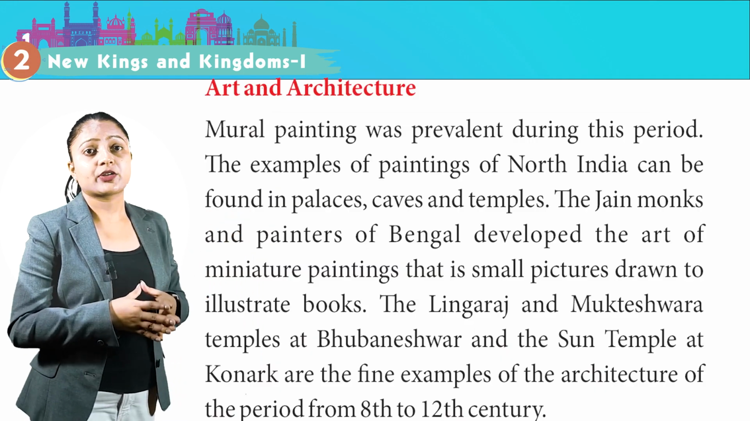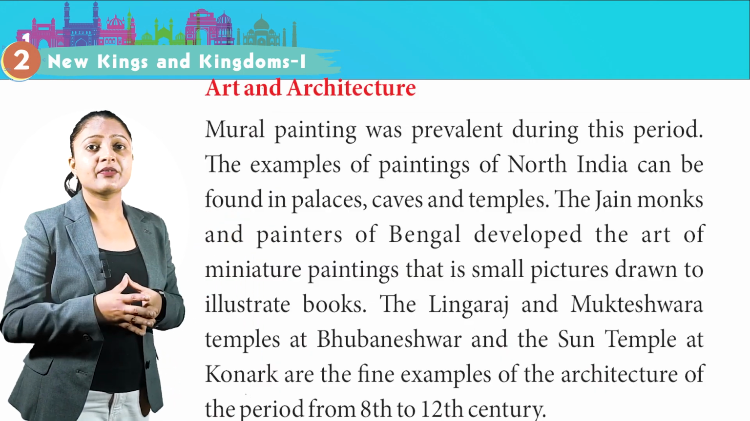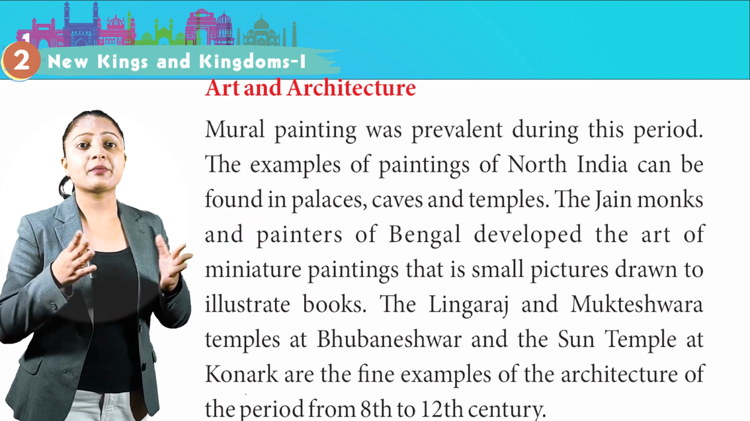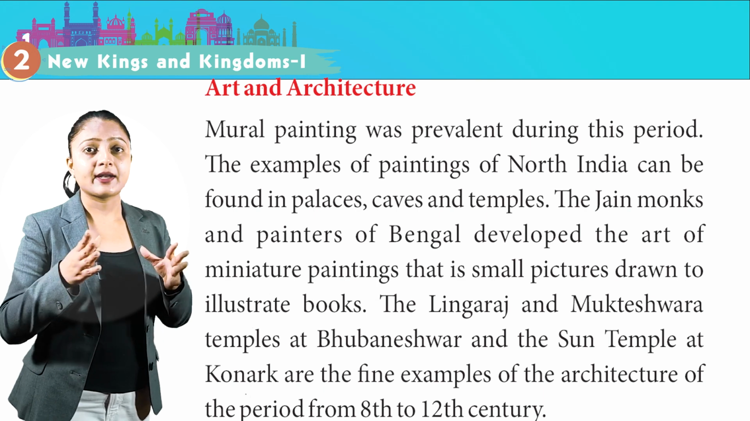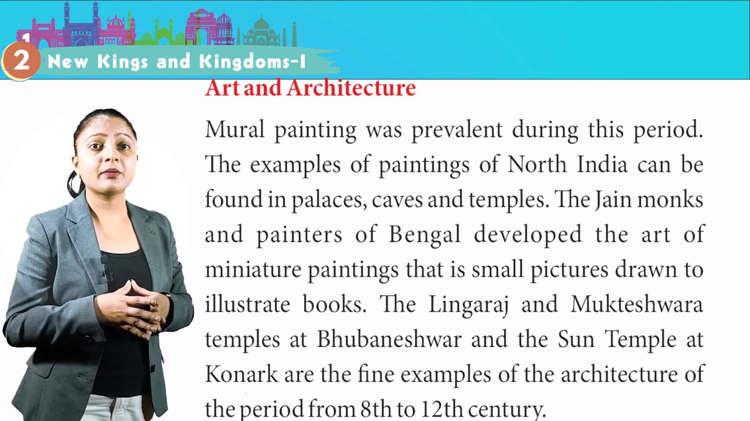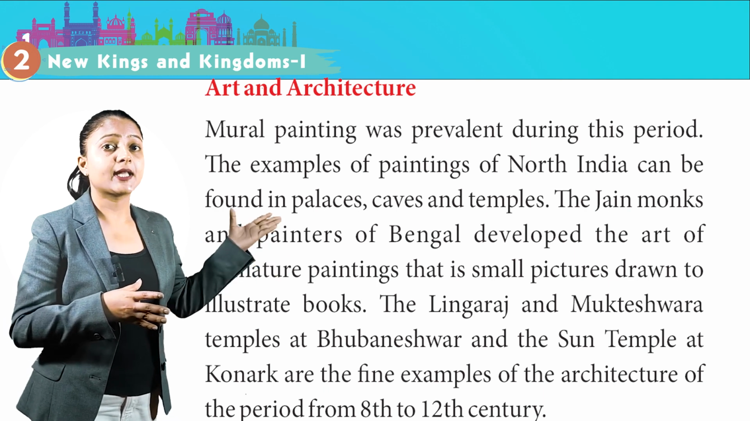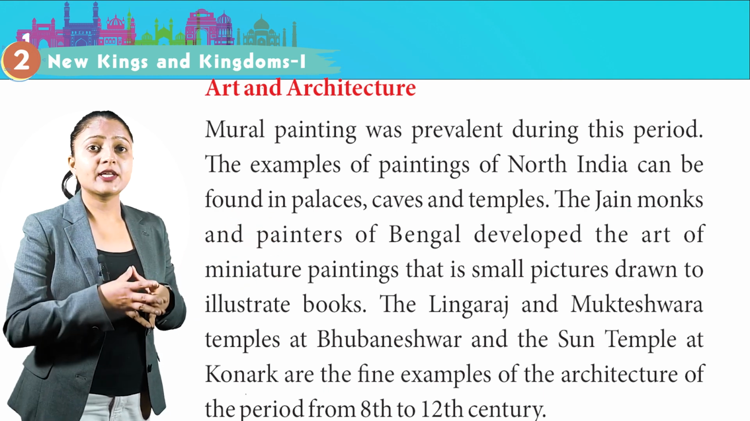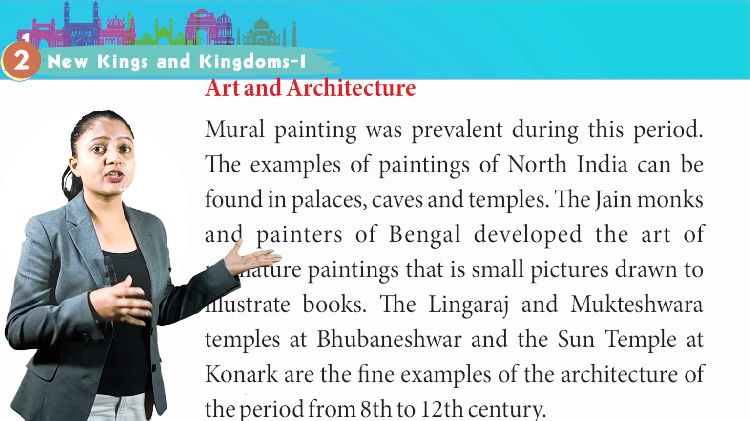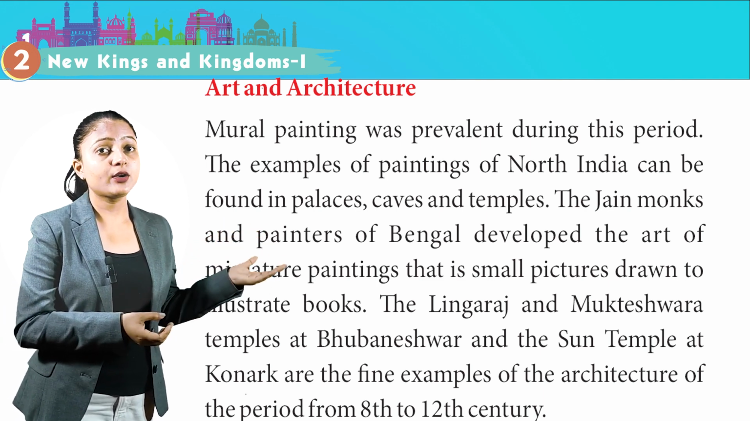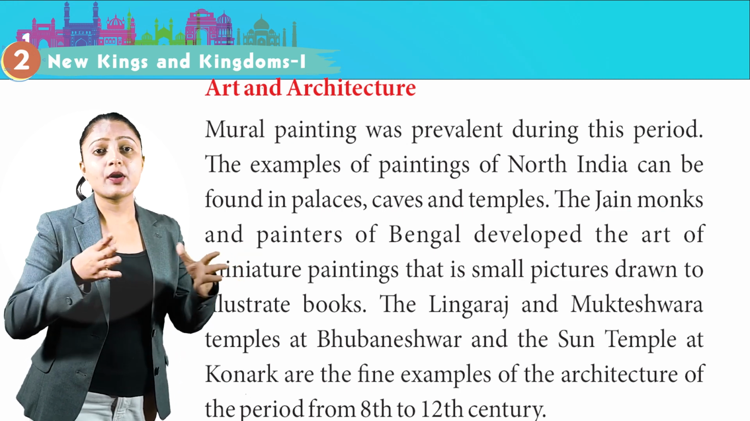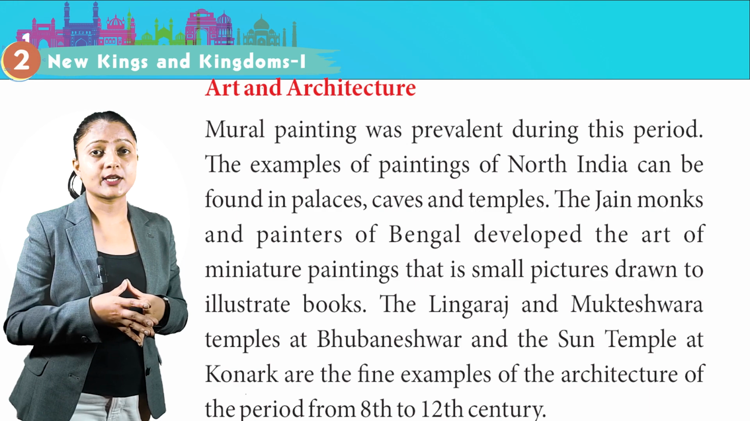Art and architecture. Mural paintings was prevalent during this period. The example of paintings of North India can be found in palace, caves, and temples. The Jain monks and painters of Bengal developed the art of miniature paintings, that is, small pictures drawn to illustrate books. The Lingaraj and Mukteshwar temples at Bhubaneswar and the Sun Temple at Konark are the fine examples of the architecture of the period from 8th to 12th century.